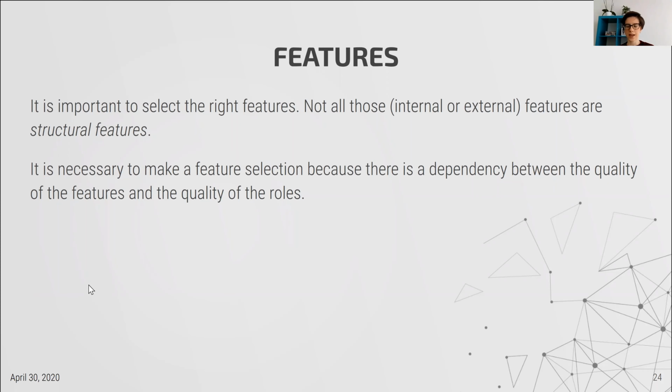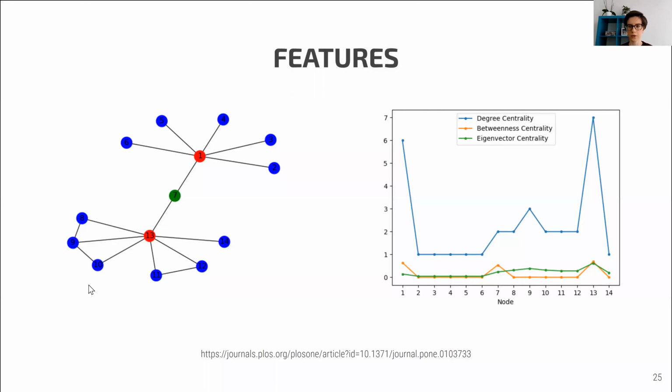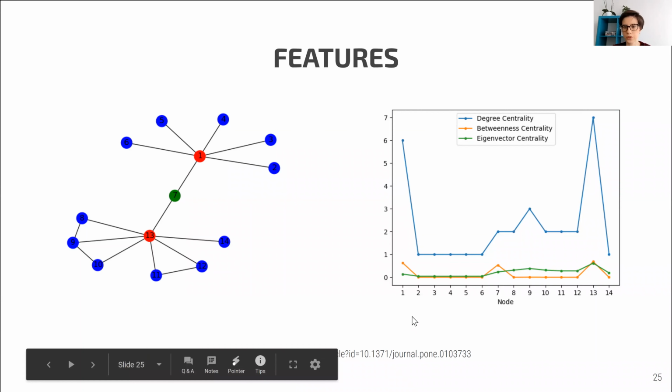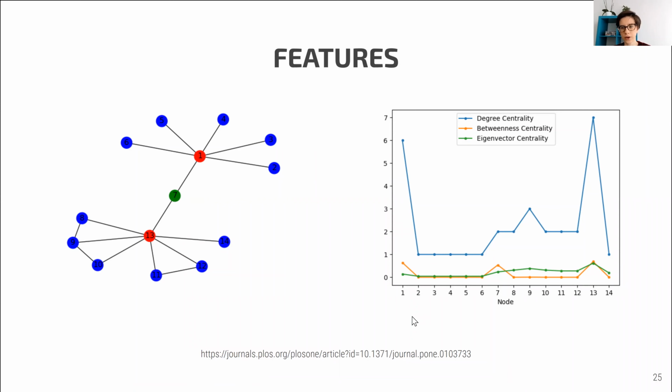But this is kind of unfortunate because the quality of the roles you will end up with is strongly dependent on the quality of the features. And I have an example here, still with the graph that we were talking about before. And in this paper that I link down here, but it's also in the references, what they do is they try to build a classifier for roles according to some structural feature.